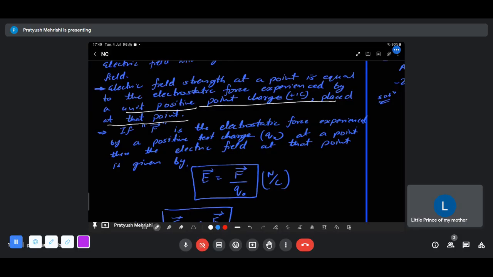Got it? Only magnitude will be the same, only direction will change, no? That's the thing, yes, direction will change. Direction will be different, but not of the field. Field's direction will be the same. Force's direction might be changing. Direction of force will be changing, but field will not be changing. Got it? Yes, sir, got it, sir.